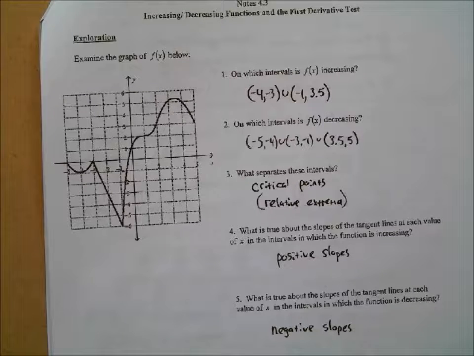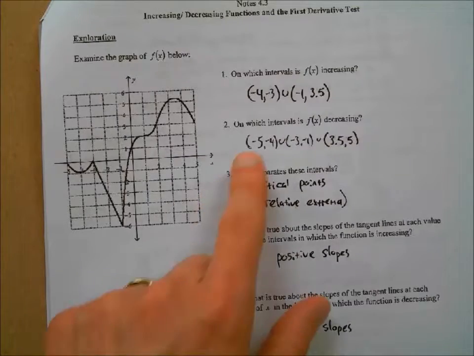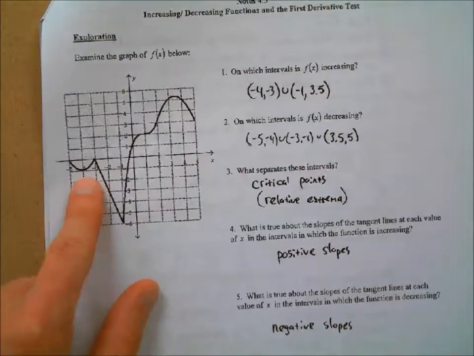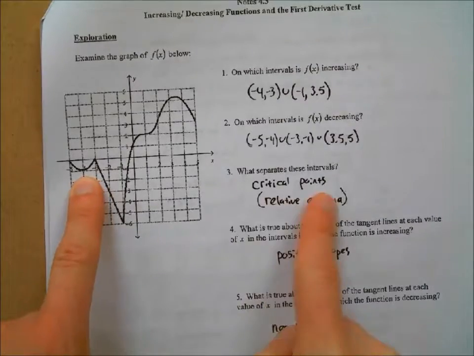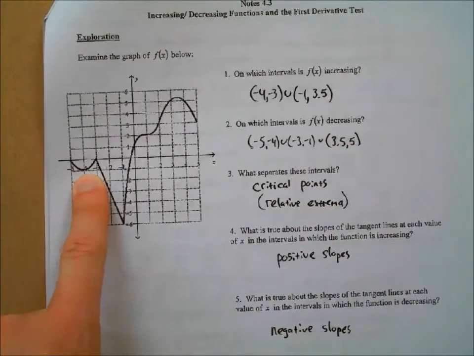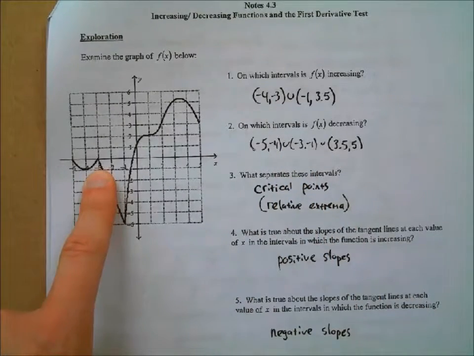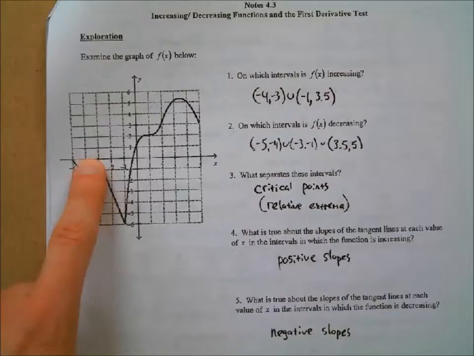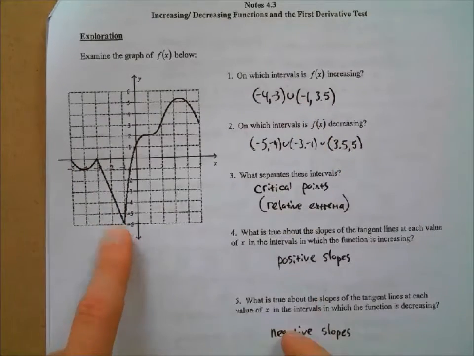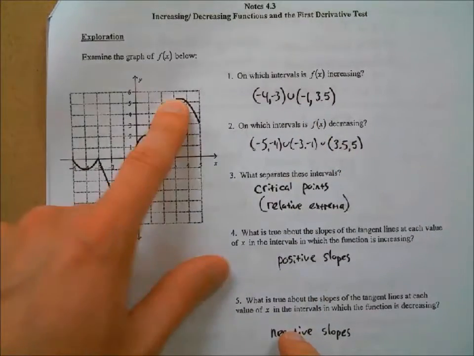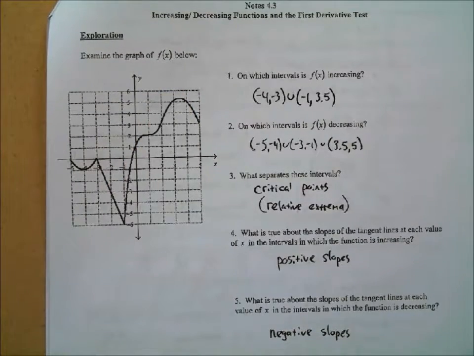Number 3, we're then asked to find what separates these intervals. Well, for example, the first separation is at negative 4. What is at negative 4? Well, you could call that a critical point, but it's also a relative extrema. It's a relative minimum. The next one at negative 3, also a critical point or relative extrema, a relative max. At negative 1, the next separation point, relative minimum. And then at 3.5, roughly, that's again a relative extrema. And we'll see some more relationship with that in a little bit here.